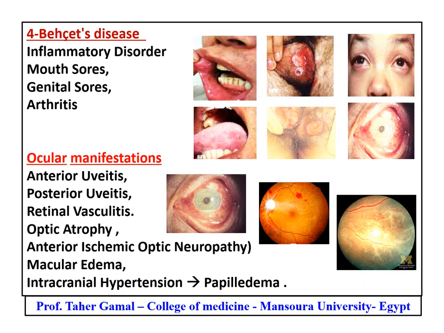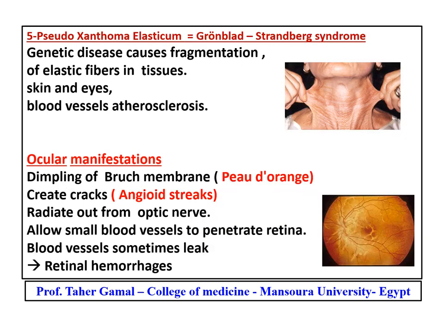The fourth disease of this group is Behcet's disease. It is an inflammatory disorder affecting the mouth with mouth sores, and genital sores and arthritis. The ocular manifestation of Behcet's disease is in the form of anterior uveitis, iridocyclitis, or posterior uveitis, choroidoretinitis, retinal vasculitis, optic atrophy, anterior ischemic optic neuropathy, macular edema, and intracranial hypertension manifested by papilledema.